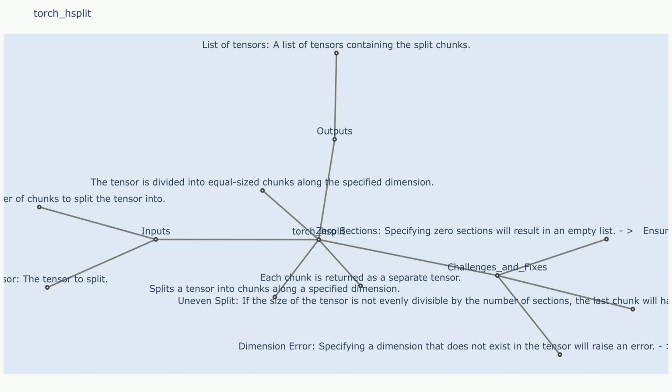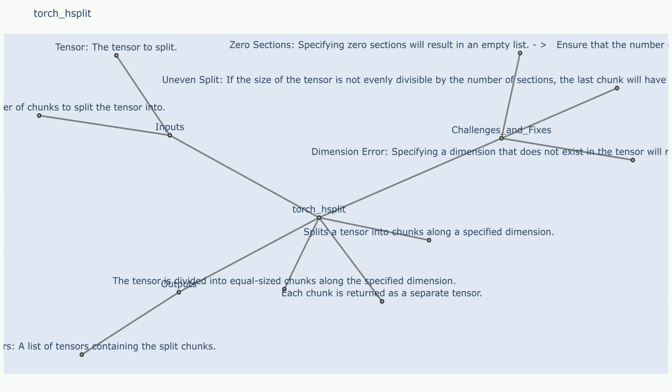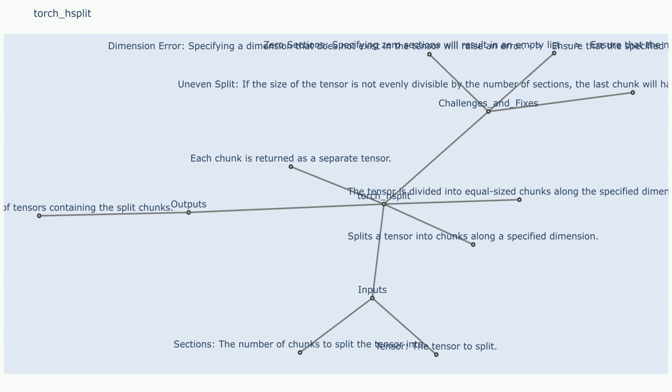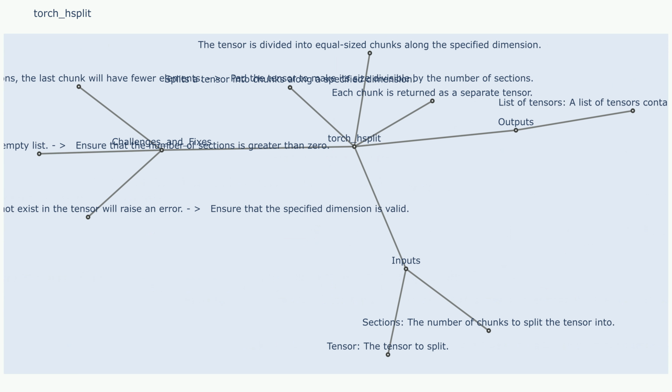Torch edge split. Description. The torch edge split function splits a tensor into a specified number of subtensors along its horizontal column axis. This is especially useful for manipulating data where each column represents a distinct feature or variable. Inputs. Tensor input. This is the input tensor that you want to split. It should be a multidimensional tensor.